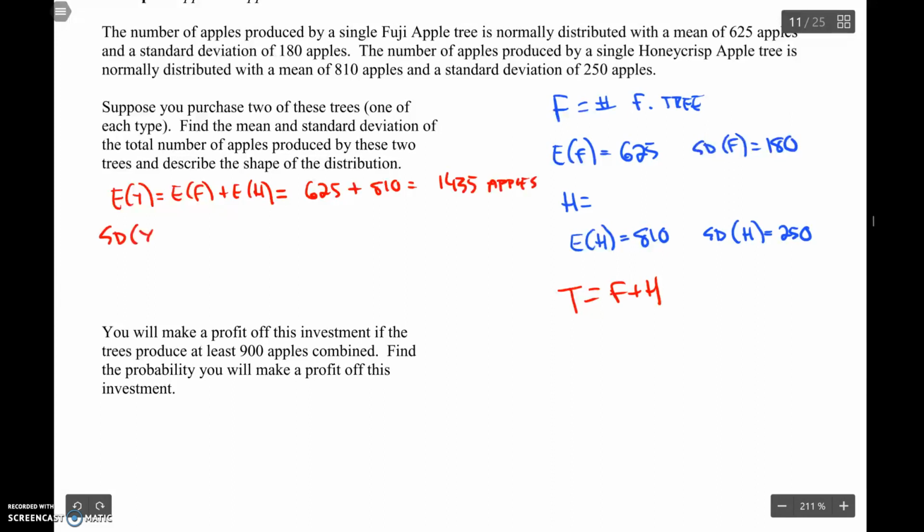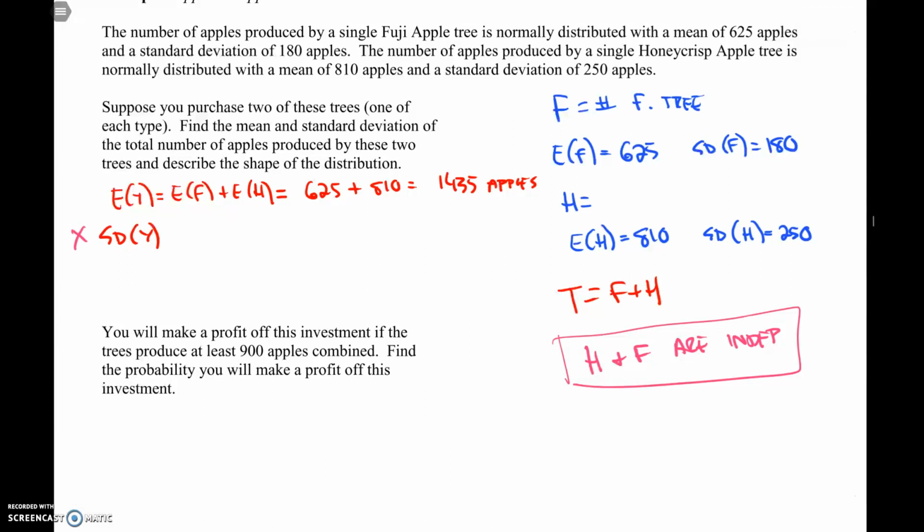Standard deviation of T. Well, first of all, we can't calculate this until we know that H and F are independent. Normally on the AP test, it would tell you that they're independent. If they're not independent, by the way, we cannot do the standard deviation. So we need independence. Do you think it's reasonable that if a Fuji tree produces less apples, that the Honeycrisp tree will not be influenced by that? Or do you think less apples by the Fuji tree would be associated with less apples from the Honeycrisp tree? I don't. You could probably make some arguments both ways, but let's just assume that these are independent.